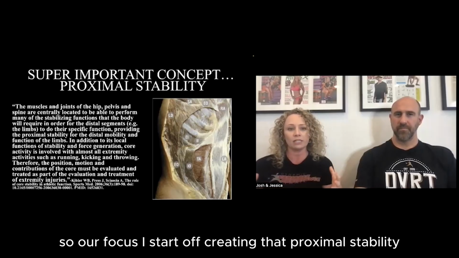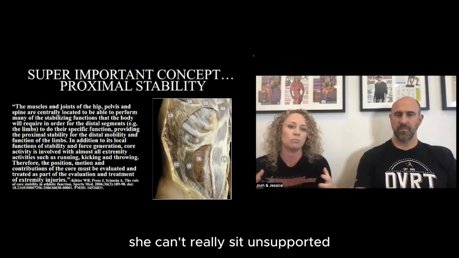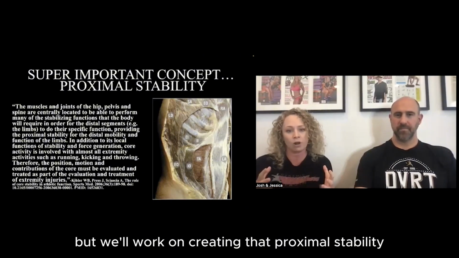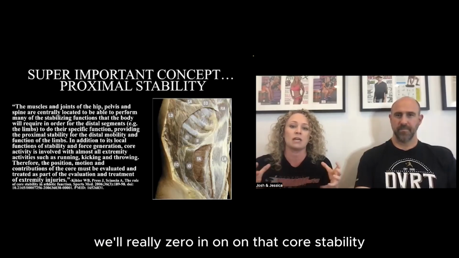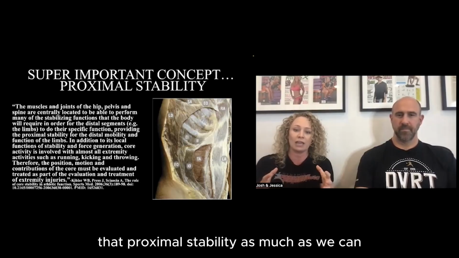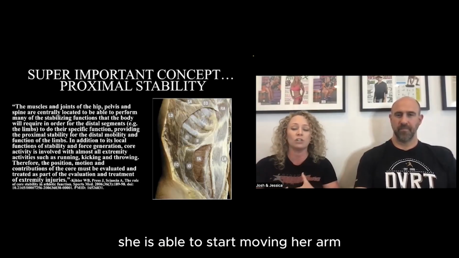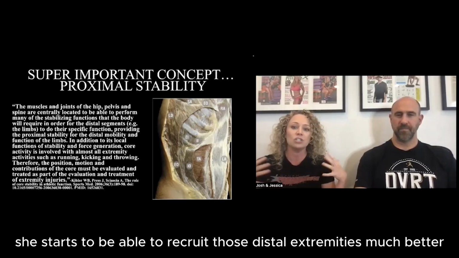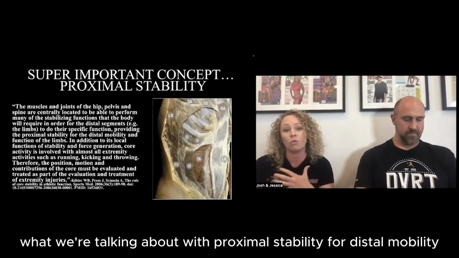So our focus, I start off creating that proximal stability. We'll work on sitting balance. She can't really sit unsupported, but we'll work on creating that proximal stability. We'll really zero in on that core stability as much as we can. And I can tell you after the session, she is able to start moving her arm, her shoulder, her hand. She starts to be able to recruit those distal extremities much better. I think that's a good example of proximal stability for distal mobility.